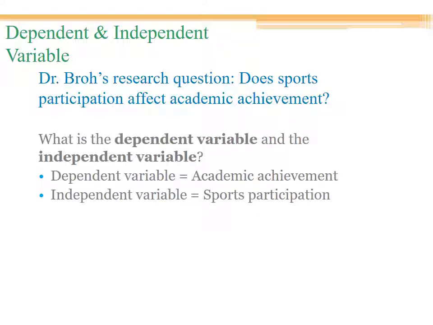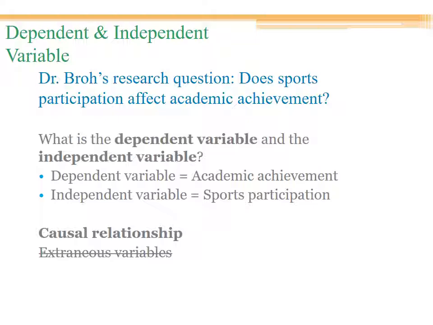Dr. Brough's dependent variable is academic achievement. The independent variable is sports participation. So Dr. Brough's hypothesis is that change in one variable, whether or not someone decides to participate in sports, causes change in the other variable, academic achievement. So if her hypothesis is true, we call this a causal relationship.